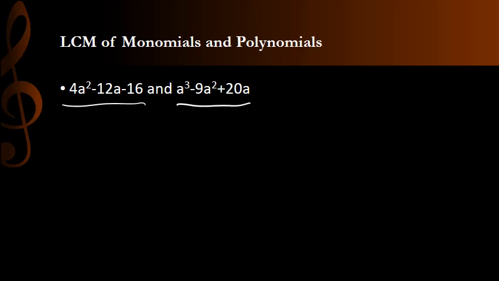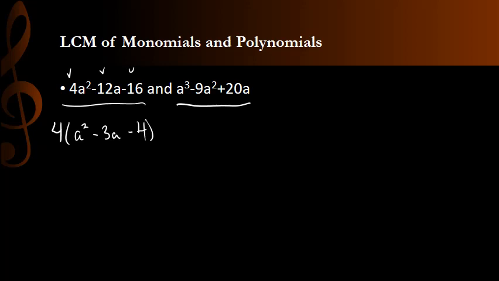I've got 4a squared minus 12a minus 16, and I might recognize that all of those are divisible by 4. So I could factor out a 4 to begin with, to make factoring this quadratic a little bit easier. So that would leave me with 4 times a squared minus 3a minus, no, minus 4. 16 divided by 4 is 4.